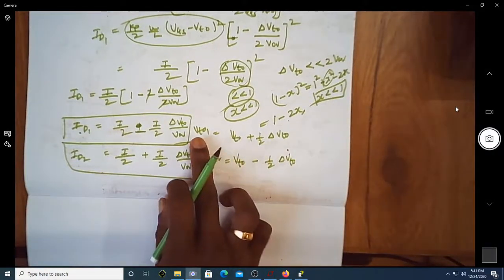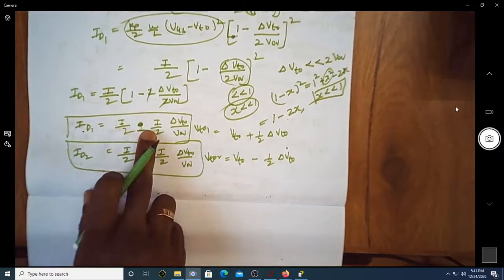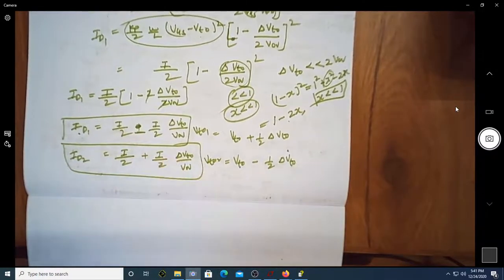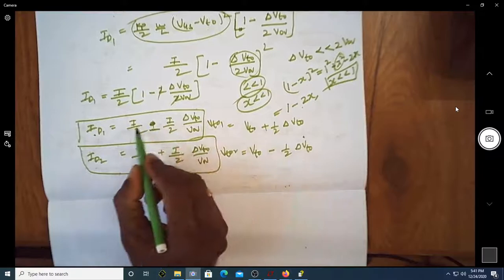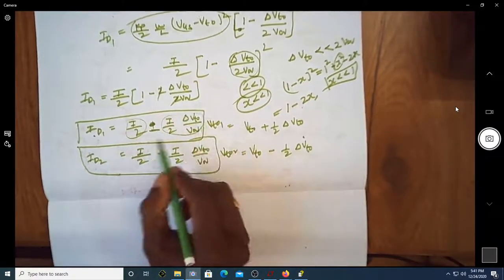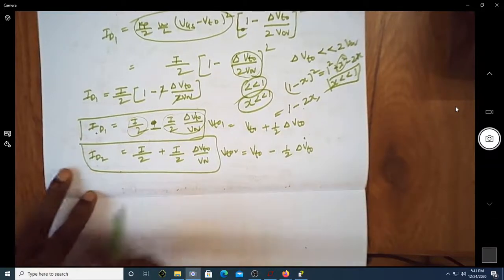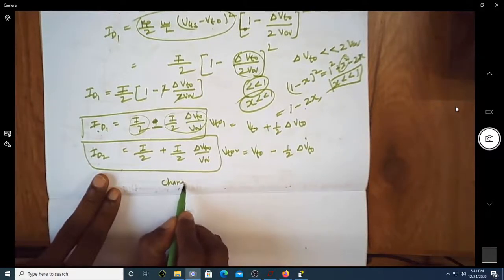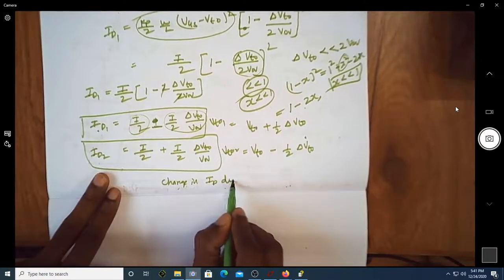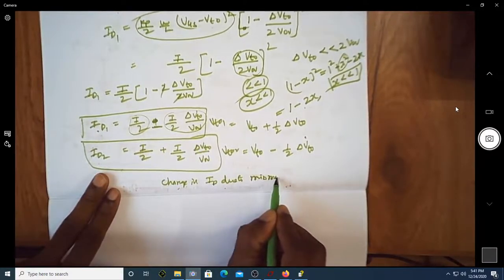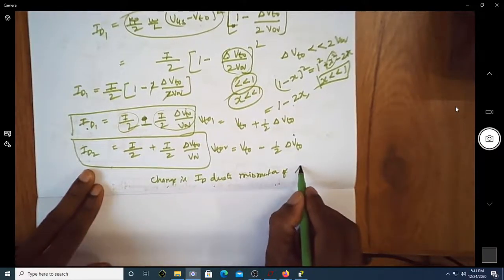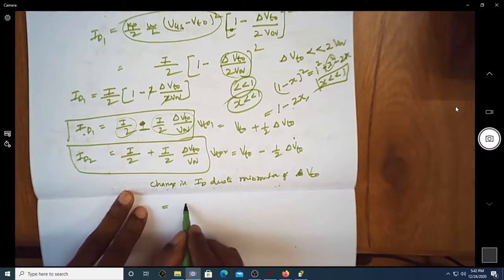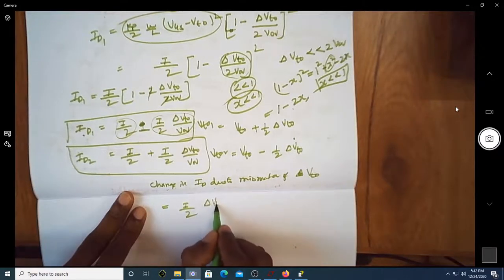We know that whenever the threshold voltage is more, we are going to have lesser current. Whenever we have lesser threshold voltage by this much amount, we are going to have a greater current. This is the expected value, and this is the change. So if I want to know the change in the current due to VOV, that is the change in ID due to mismatch of VTO, which is given by I by 2 delta VTO by VOV.